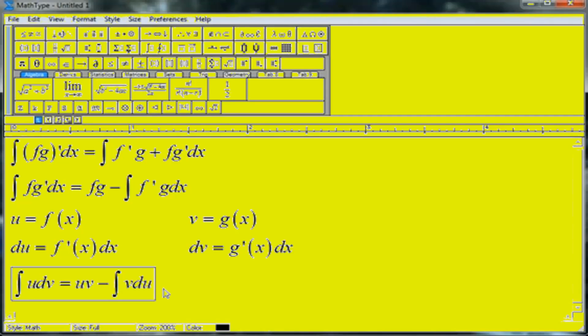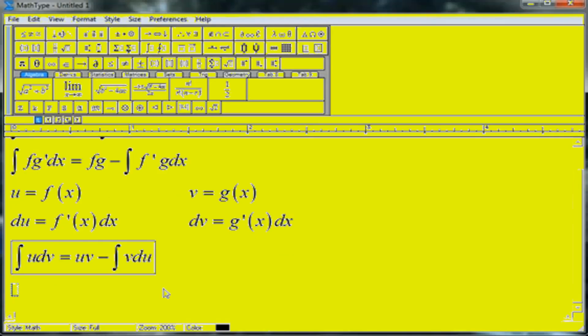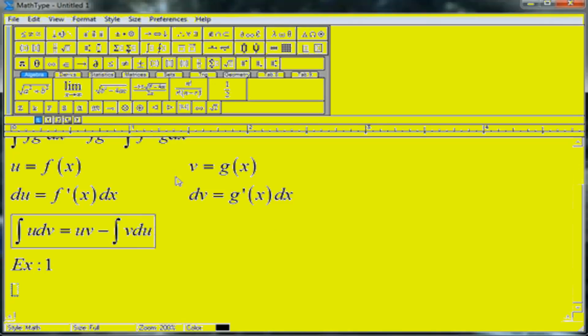Now, but what does this mean? It's kind of hard to see what it means right off the bat, so I'm just going to do some extremely classic examples of integration by parts. If you're doing parts, you're going to do all three of these examples. It's pretty much a given, because they should just show up all the time. So the first one, example 1, will just be the integral of x times e to the x dx.